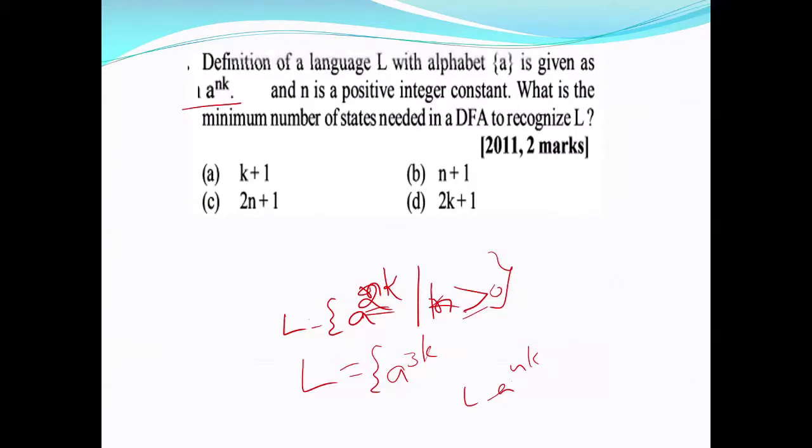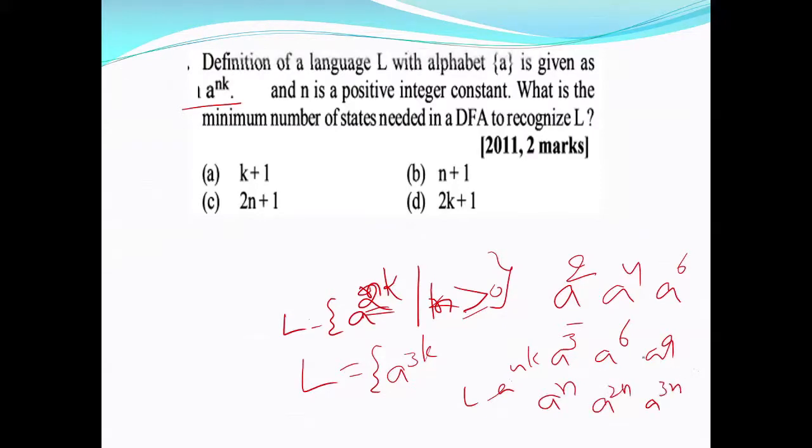When n is 2, you will have A power 2, A power 4, A power 6 and so on. If you have 3, you will have A power 3, A power 6, A power 9 and so on. When it is n, you will have A power n, A power 2n, A power 3n and so on. So you should recognize at least n A's followed by 2n A's, 3n A's and so on. Or your number of A's is divisible by n. But minimum is A power n. So epsilon is not allowed because n is a positive integer constant.